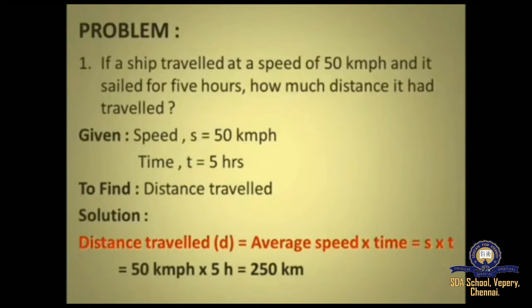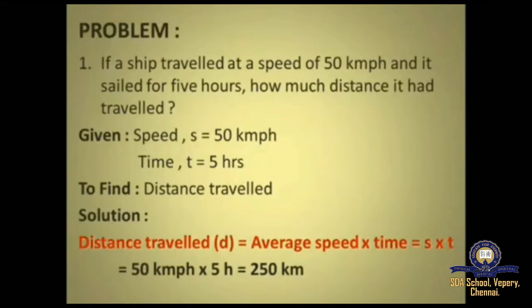So what are you supposed to find? It is the distance traveled. So the solution is, you are going to write the formula for distance traveled. D is equal to average speed into time, that is S into T. And then what is the average speed? That is 50 km per hour. So kmph is kilometer per hour, okay, into 5 hours.